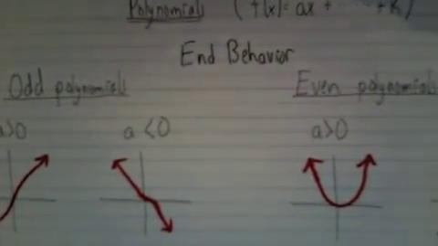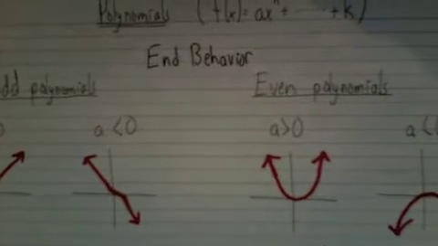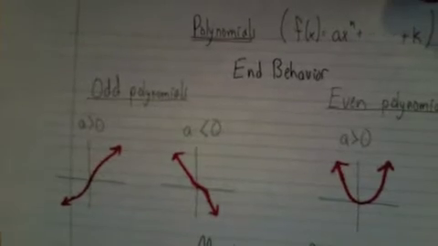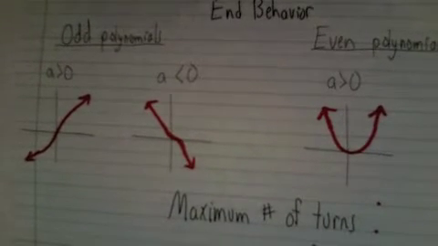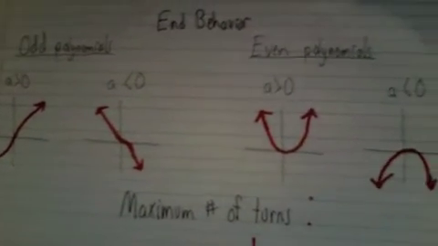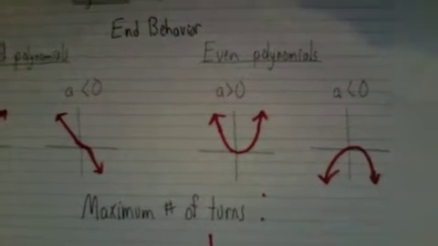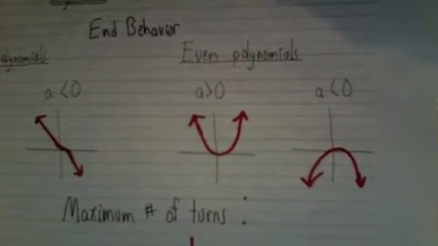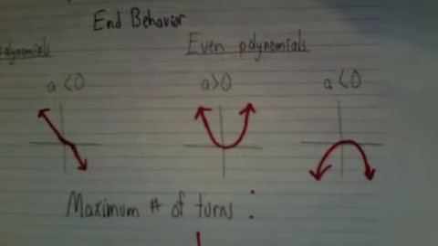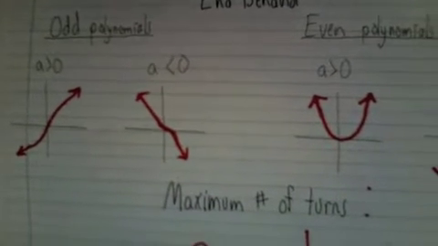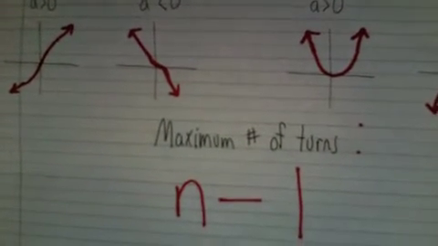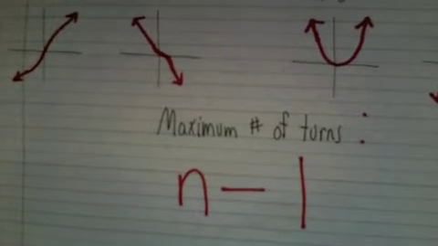Alright, this is your end behavior graphs. Your odd polynomials are basically if you have an odd number leading, then it will have an even number of turns. And then for even polynomials, if your leading number is even, then it will have an odd number of turns. So for the even, it will start and end in the same direction, and for the odds, it will start and end in opposite directions. And then the maximum number of turns the graph can have is just n minus 1.